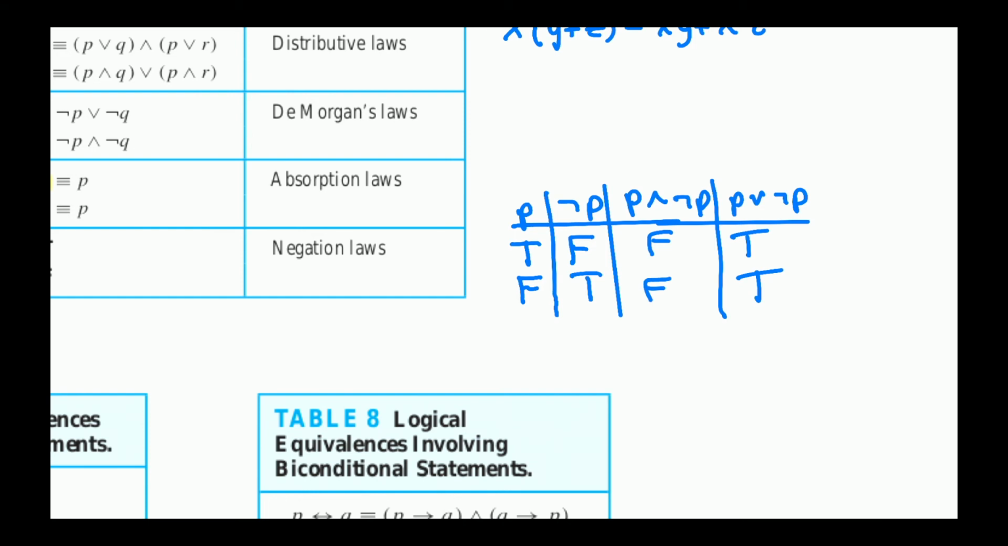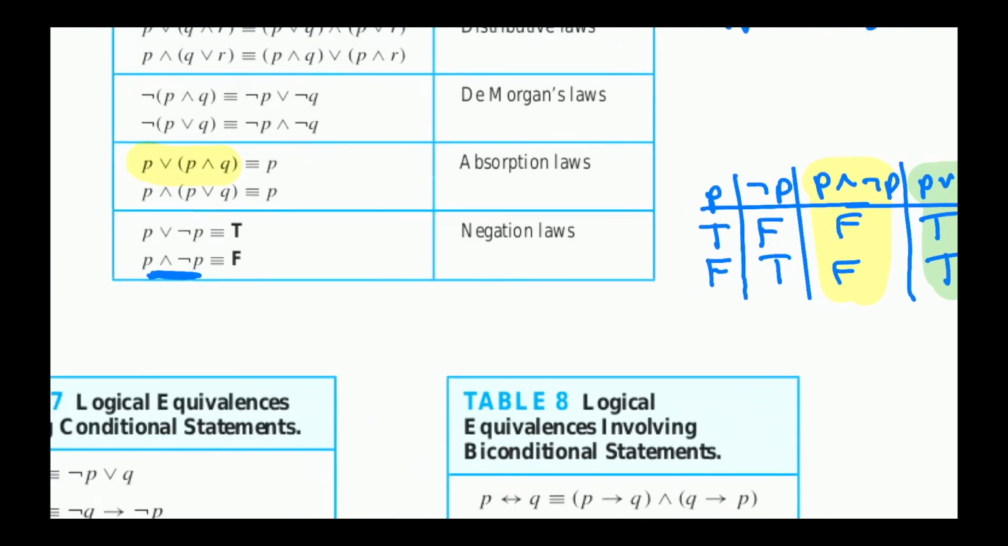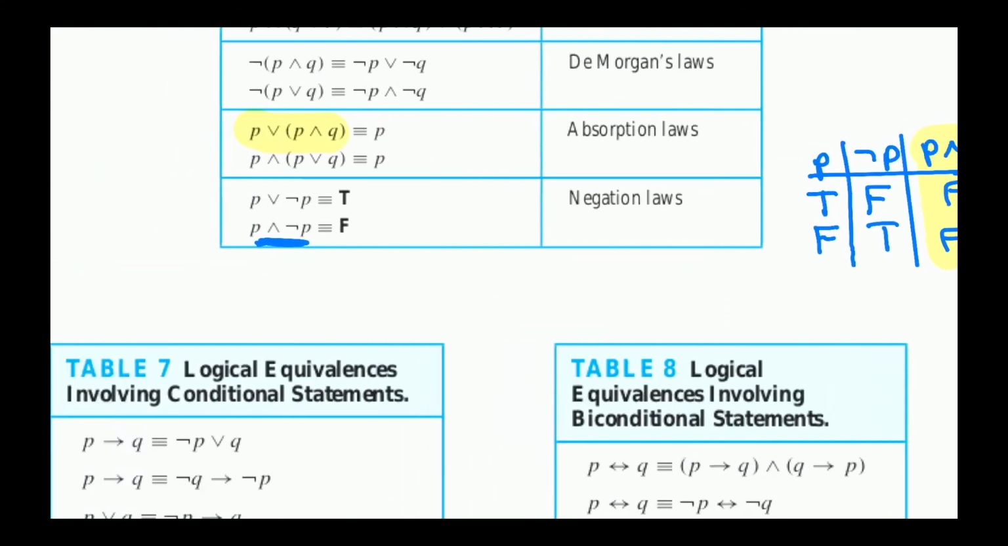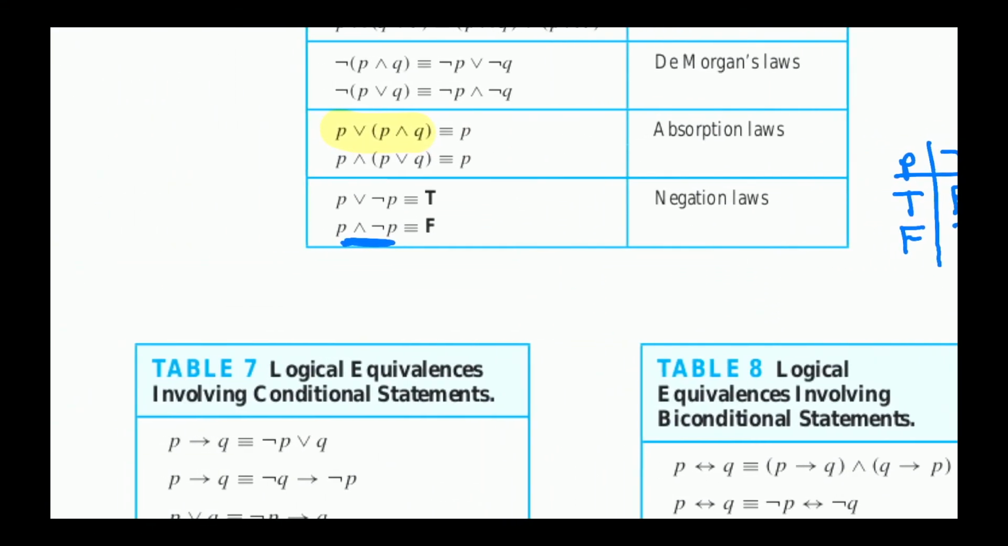So what you see is that this comes up false no matter what. And you see that this one here comes up true no matter what. And that's what this says, right? When you do an or, you get true no matter what. And when you do an and, you get false no matter what. So one of them comes up true, one of them comes up false. Just what we show in the truth table. Okay.